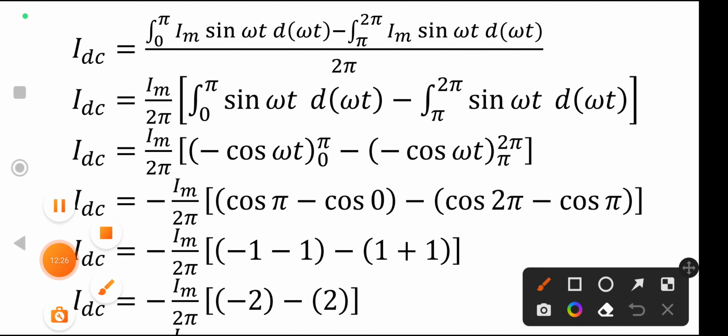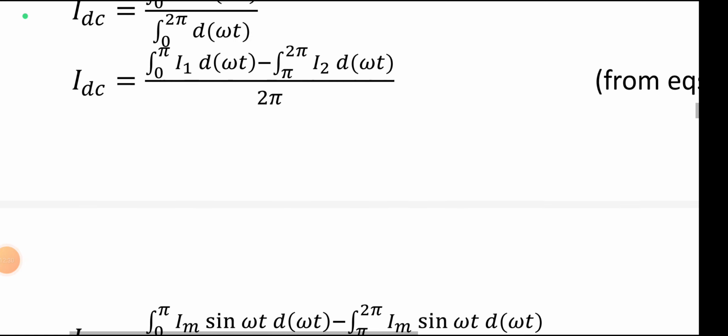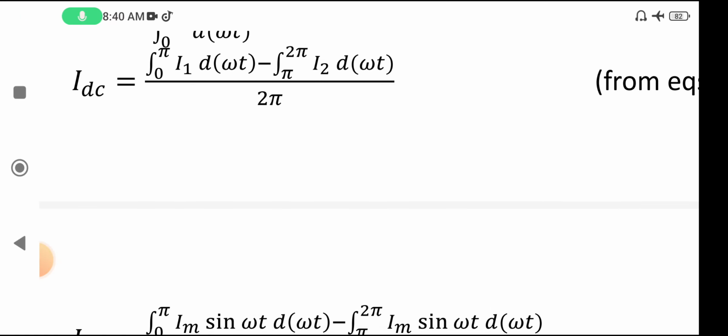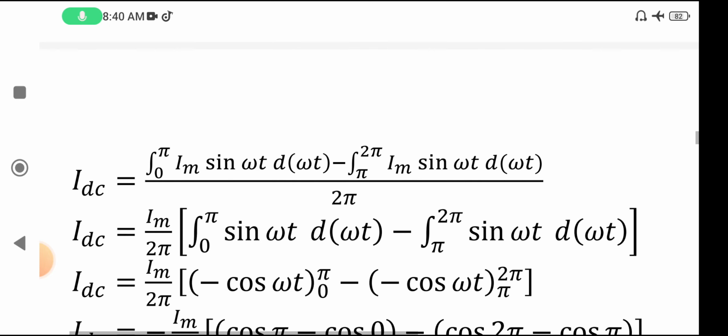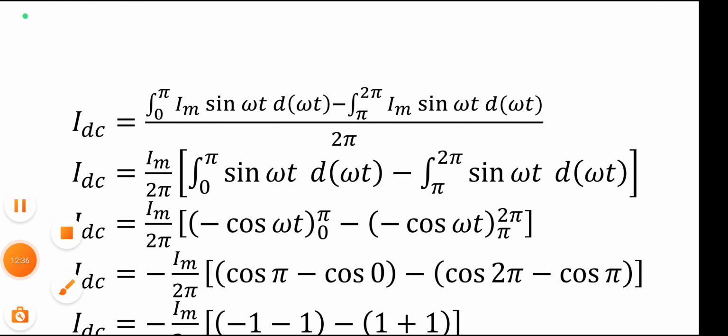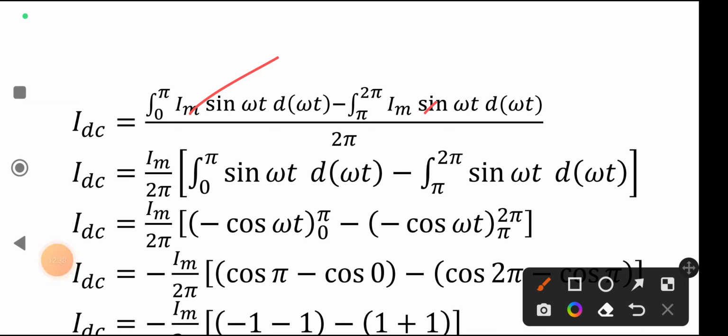Now substitute the I values in the above equation. Here we have to substitute the I1 values and I2 values. The I1 and I2 values are both always the same. But here Im is there, and we take Im outside as common, and these two things are written outside, and it is like this.